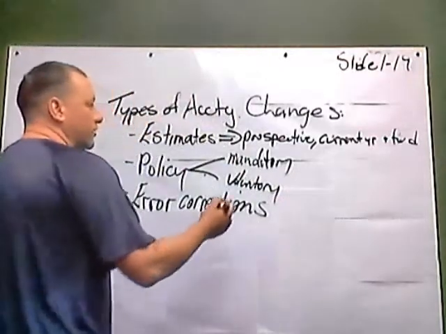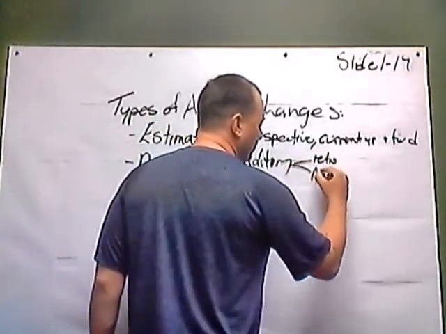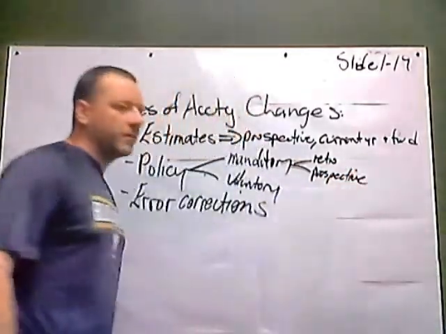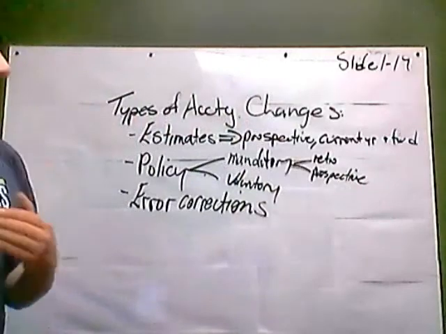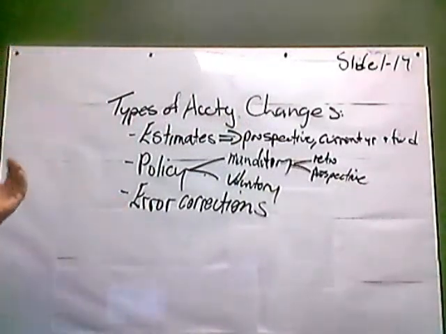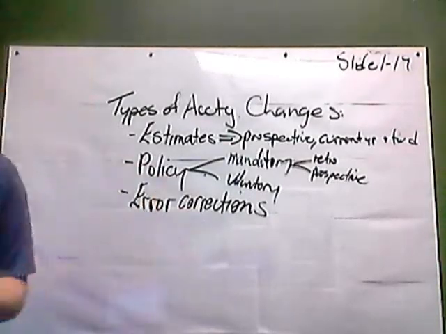So a mandatory change can be either retro or prospective. It really all depends on the amount of information we have. If we don't have enough information, we can only apply that policy change and its effects going forward. So that would be prospective.